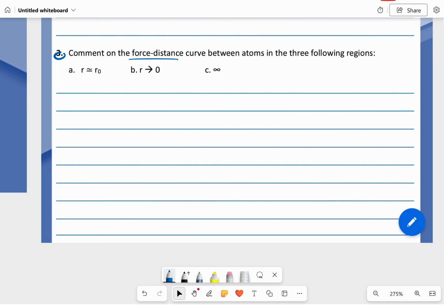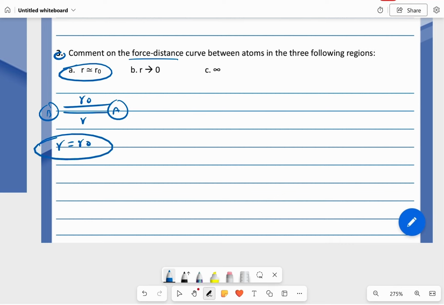Now look. It says R is equal to R naught, okay? So you had two atoms, atom A and atom B. Here R is equal to R naught. You remember what this was called when R was equal to R naught? It was called equilibrium distance, or equilibrium state. There is no push and there is no pull from either of the two atoms, okay?